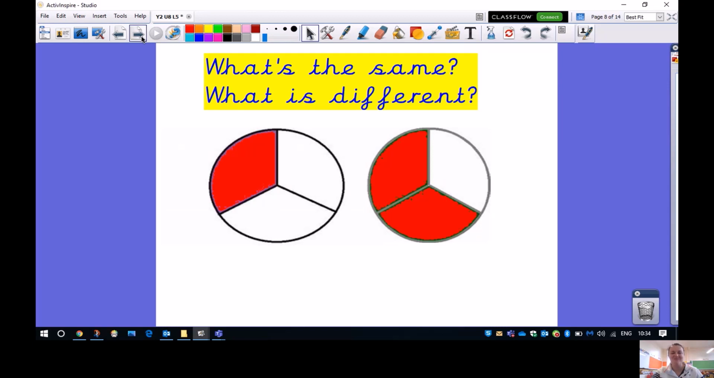What's the same and what is different? Pause your screen in 3, 2, 1, pause. That's right, they're the same shape. They've also been split into 3. They've been split into thirds. What is different? They have had a different amount shaded. This shape shows 1/3 has been shaded, whereas this shape shows 2/3 of the shape has been shaded. Say thirds with me again. Thirds. Thirds. Great.